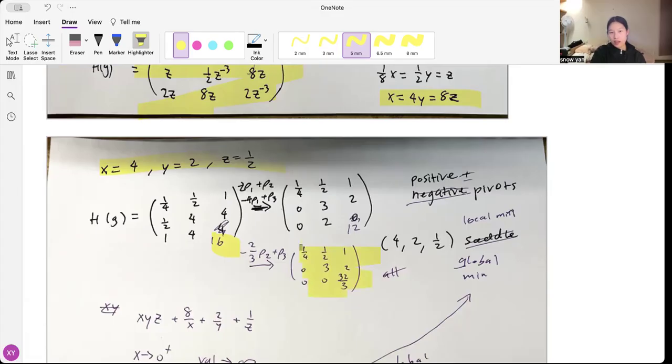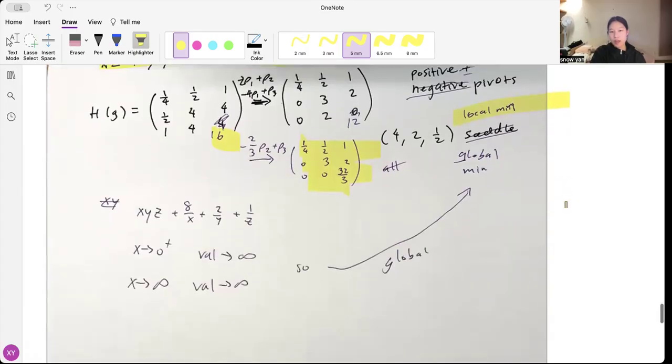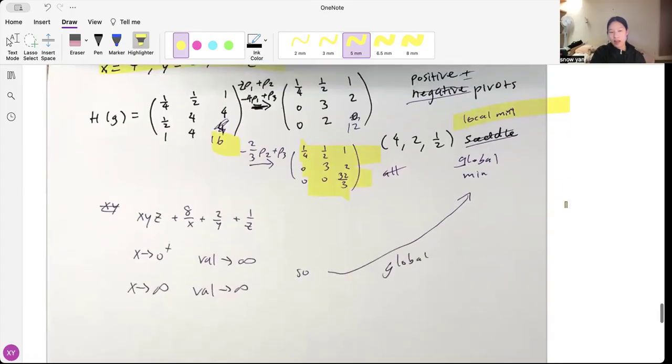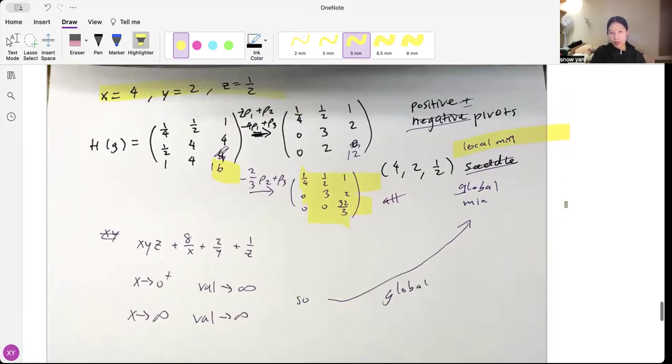Inside here, I see that all of the pivots are positive or greater than or equal to 0. So I know that this definitely has to be a local minimum. And because from earlier I established that it's a function that goes from infinity and goes the other way to infinity, there's nothing that goes further down. So this becomes a global minimum, and I can classify it as such.